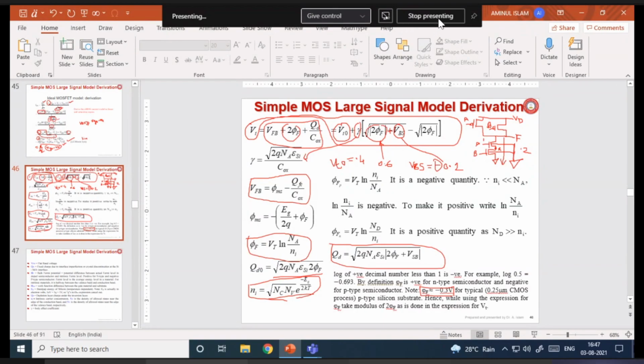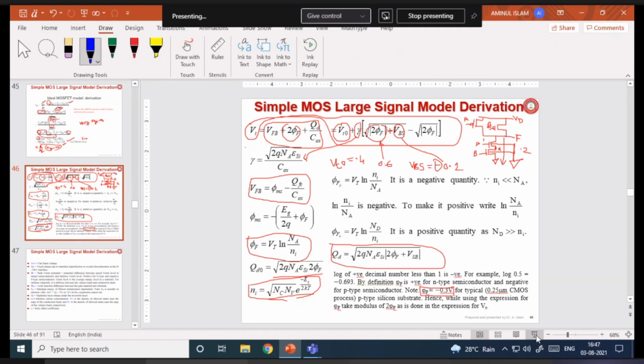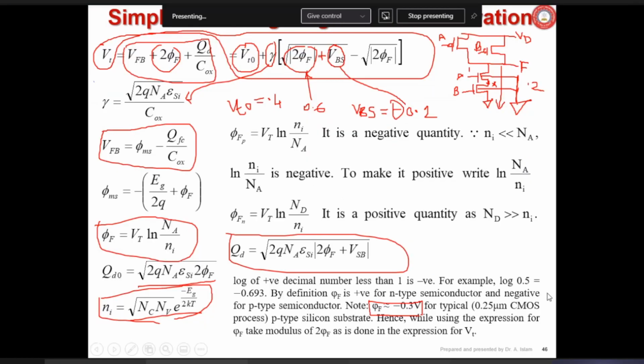In the last class, we stopped here and we'll go ahead from this point. Here you can see that we have written an equation for Vt. Vt means threshold voltage. Whenever I write a small t like this, it means threshold voltage, right? If I use capital VT, then it is thermal voltage, which is 26 millivolt at 300 Kelvin, unless it is mentioned differently to you.